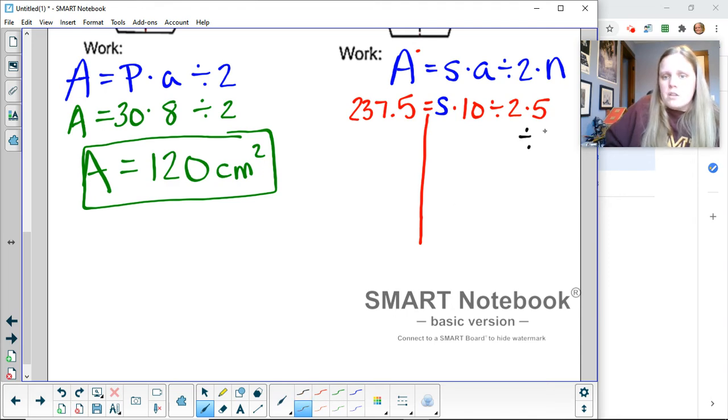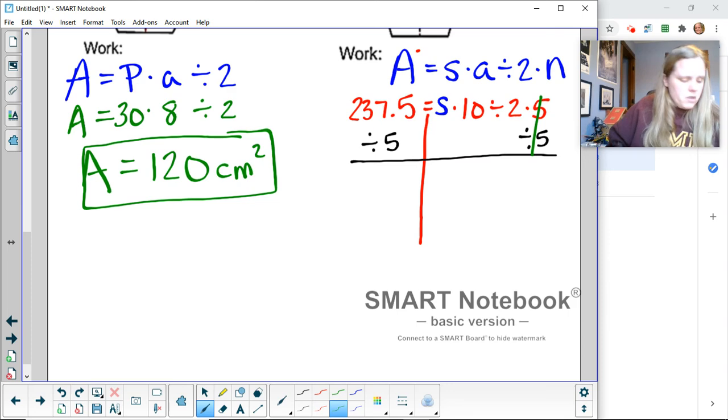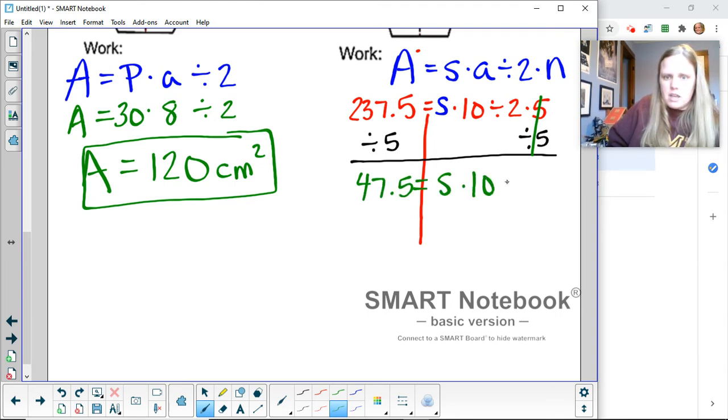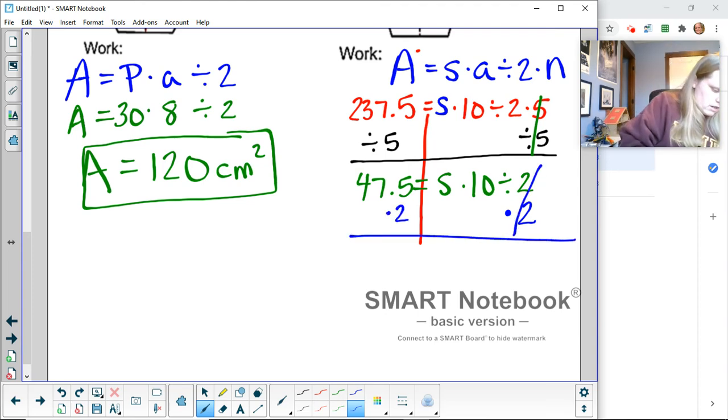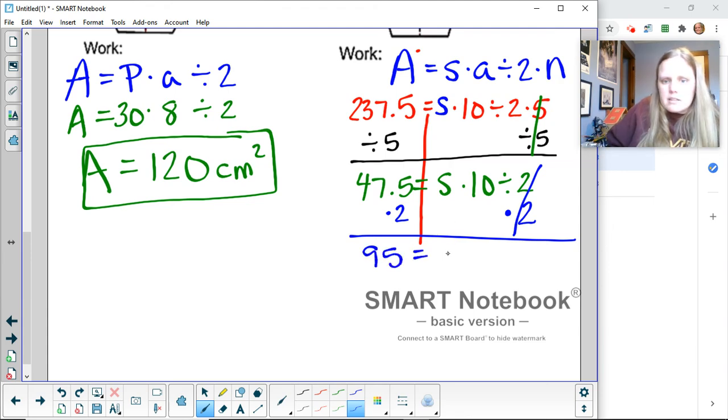So opposite of times 5 would be to divide by 5, and then I'm going to cancel that out on both sides, or on that side. And then 237.5 divided by 5. Okay, I get 47.5 left over. Still have the s, still have the 10, still have the divide by 2. Next step would be to multiply by 2. Cancels. 47.5 times 2 is 95. And that's still with an s and a 10.